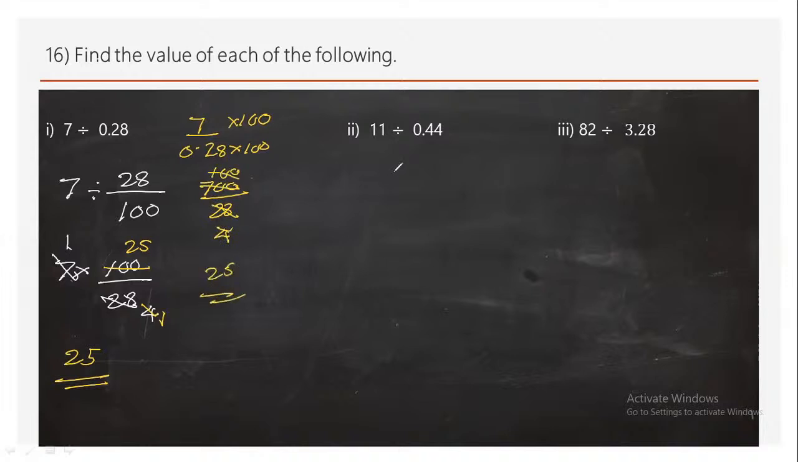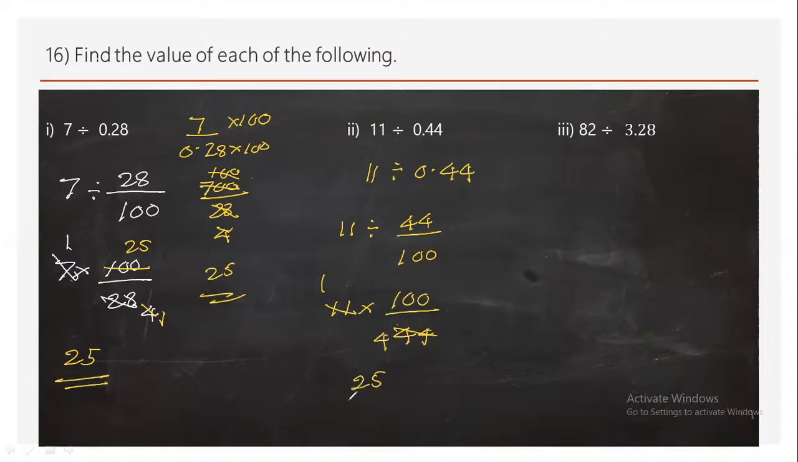125. 11 divided by 0.44. Then it means 11 divided by 44 over a denominator containing 2 zeros. It means 100. 11 into, write the reciprocal, 100 over 44. How many 11's? 1. How many 11's? 4. Then 100 divided by 4 is 25.